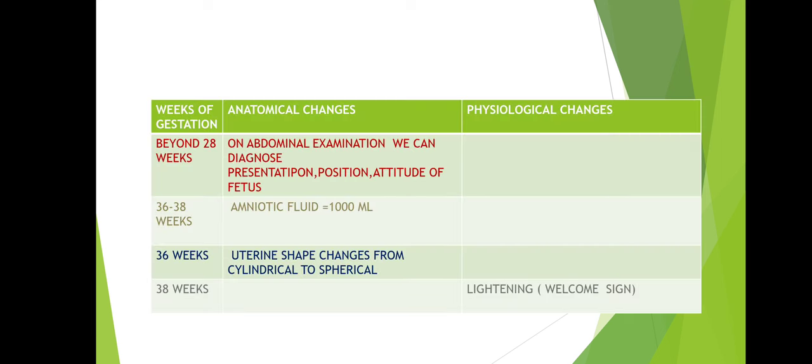Now the last trimester or late pregnancy, the changes between 25 weeks to 40 weeks of gestation. Beyond 28 weeks means almost completion of 7 months. On abdominal examination, the doctors are able to diagnose presentation, position, attitude of fetus, whether there is a vertex presentation, etc. And at 36 to 38 weeks, amniotic fluid is 1000 ml. At 36 weeks, uterine shape changes from cylindrical to spherical. At 38 weeks, there is lightening, means a welcome sign, baby is coming out, such a sign is there. This sign is experienced by the mother, and that is called lightening, and it is at 38 weeks.